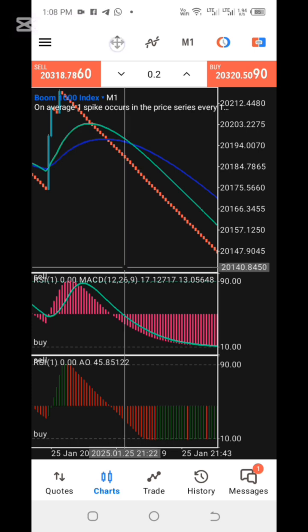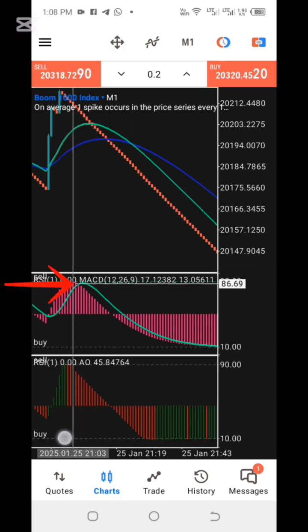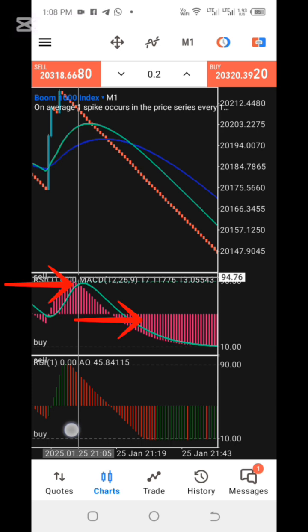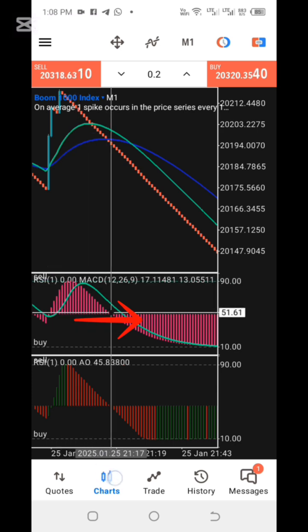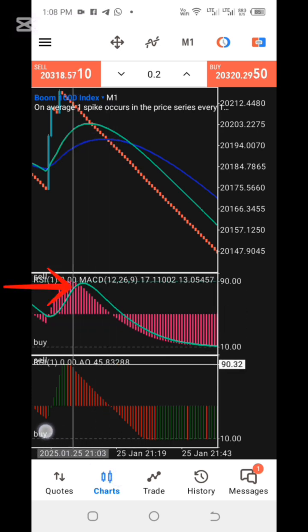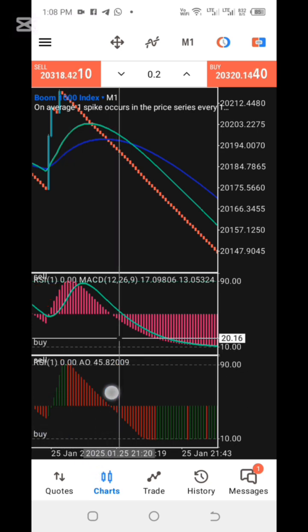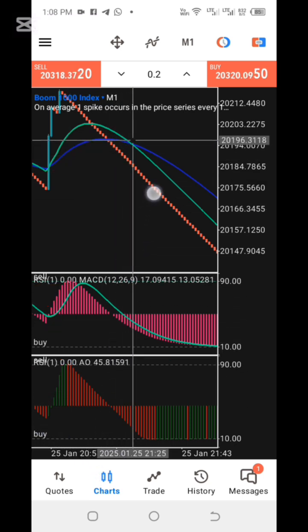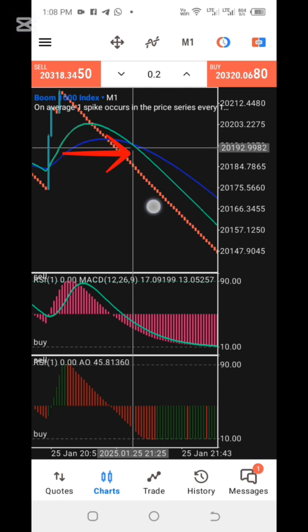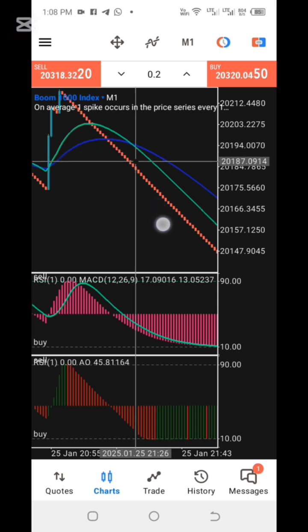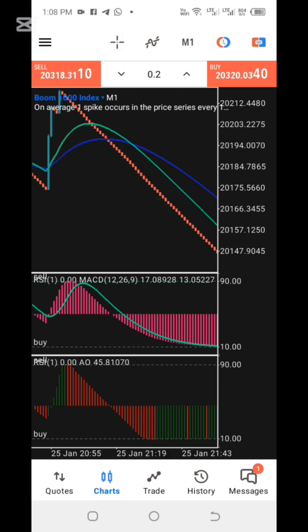As you can see, the MACD or the pink histogram has reached level 90 and it crossed the zero line. Then the awesome oscillator also reached level 90 and crossed the zero line. And there's confirmation from the main chart whereby there's the crossing of these two moving averages and the green line is now below. When these three conditions are met, we sell and take 10 candles.